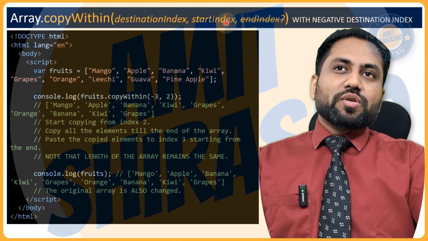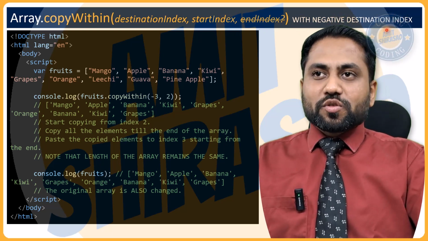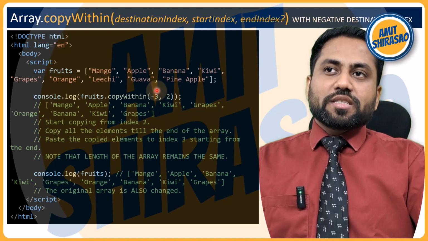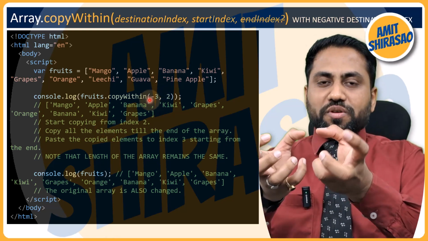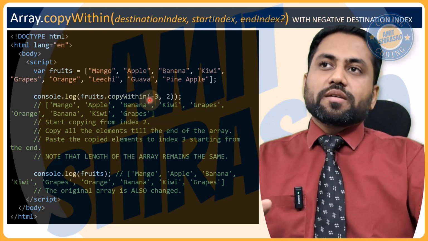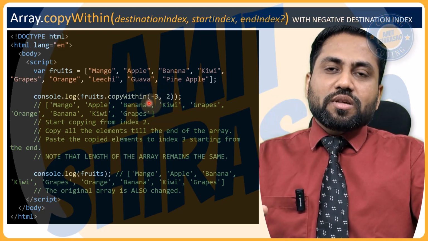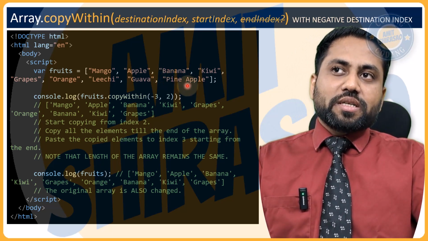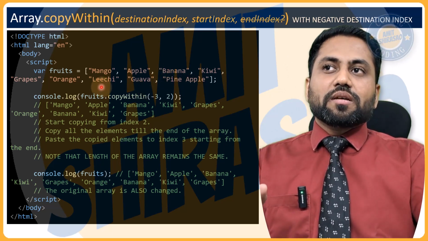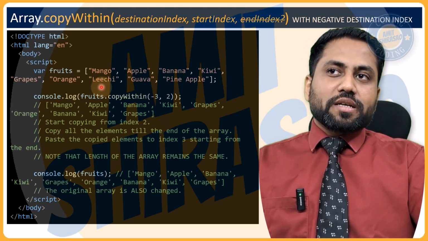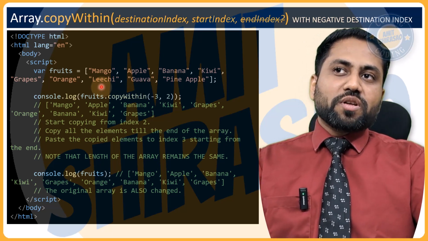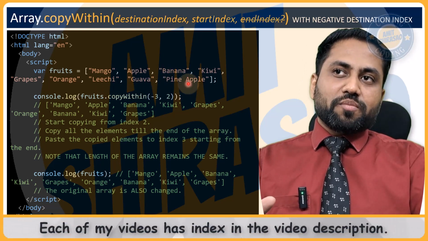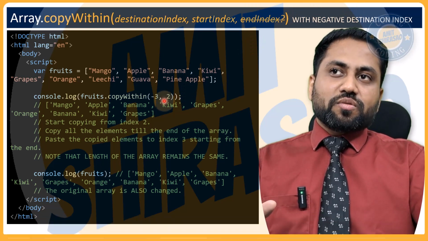Now, what if you give a negative destination index? So when I say that the destination index is -3, what it means is you copy various things, and while pasting it, you paste it at index 3 from the end. Okay, means apple is at -1 index, guava is at -2 index, lychee is at -3 index. So you start pasting from here. What will you paste? You will paste banana till pineapple, everything. Okay, because I haven't given end index, so it will copy everything.